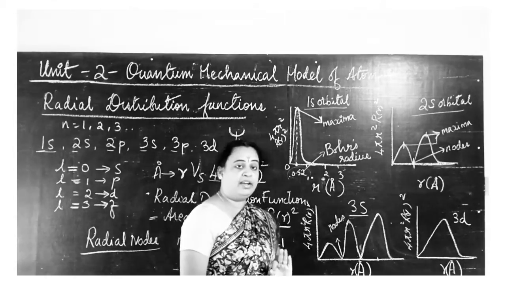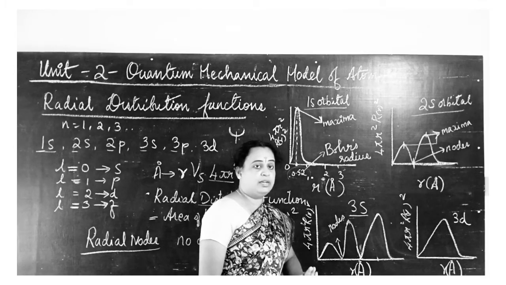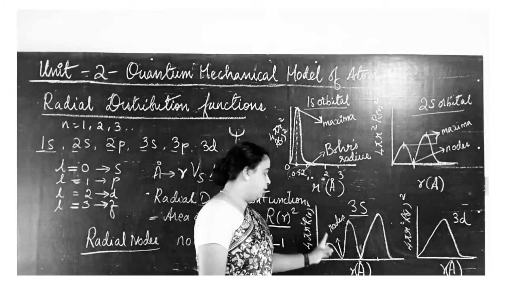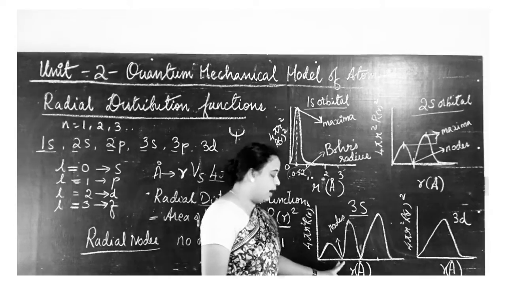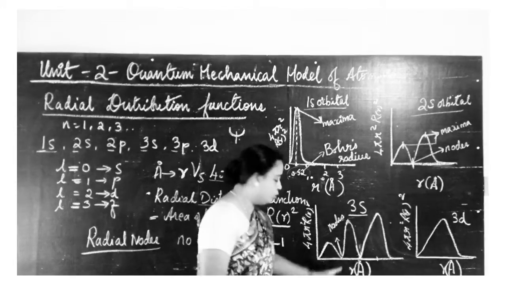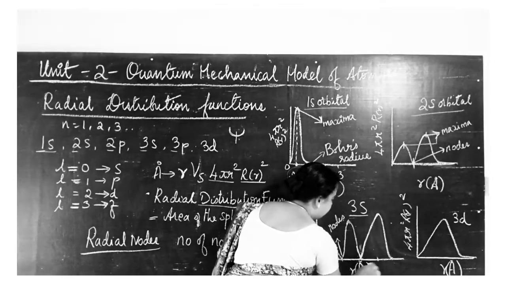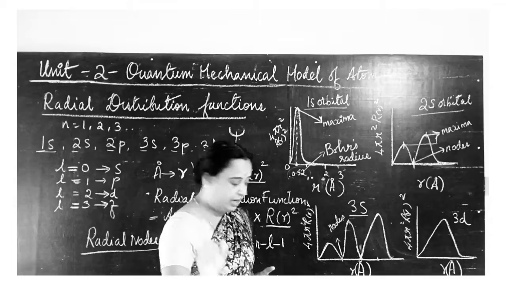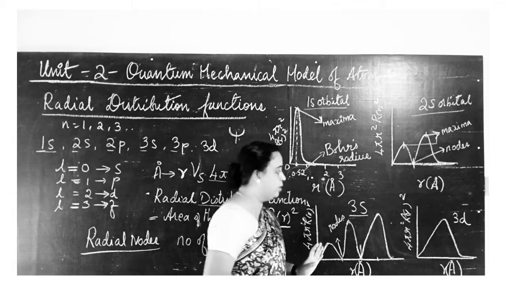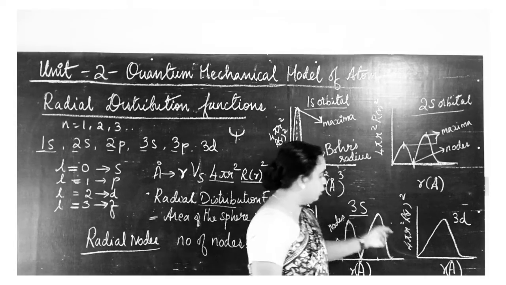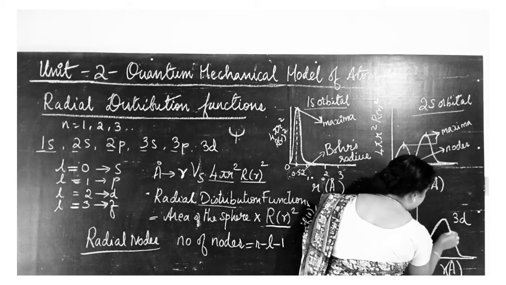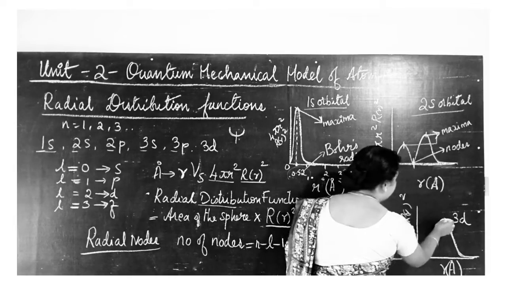So the probability of finding the electron is maximum at the maxima. In the case of 3s orbital, 3 maxima are there. And the nodes are where the probability of finding an electron is 0. At this radius, the probability of finding an electron is 0, so that is your node. In the case of 3s orbital, these are the nodes, 2 nodes are there. Now looking at the 3d orbital, you can see just one maxima, just one curve.